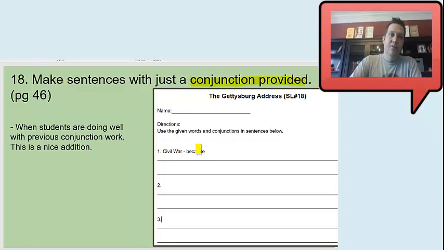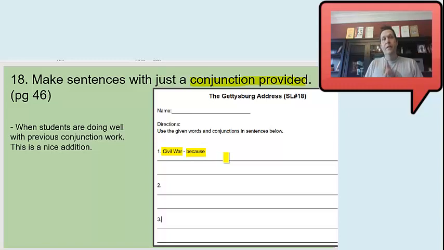Let's take a look at SL18. Make sentences with just a conjunction that is provided. So in this case, students are doing well when they're doing well with the previous conjunction work. This is kind of like a nice addition. You give them a vocabulary term or even like a topic, those kinds of things. In this case, I gave them Civil War, and I gave them the conjunction, which is because. So then they've got to write a sentence using those two critical pieces.